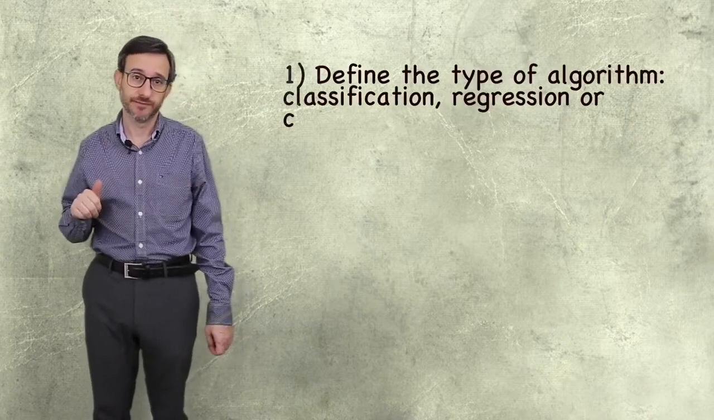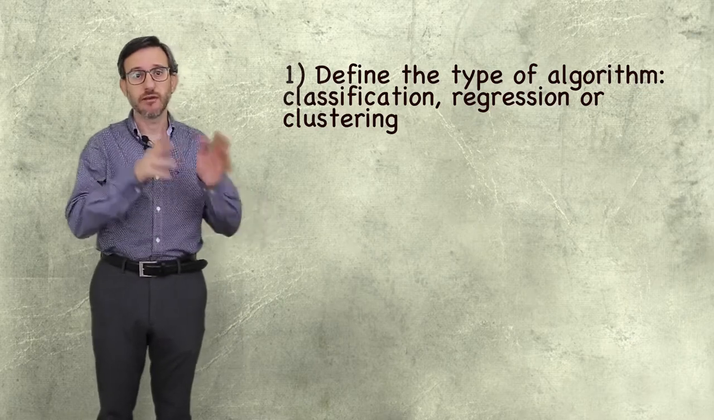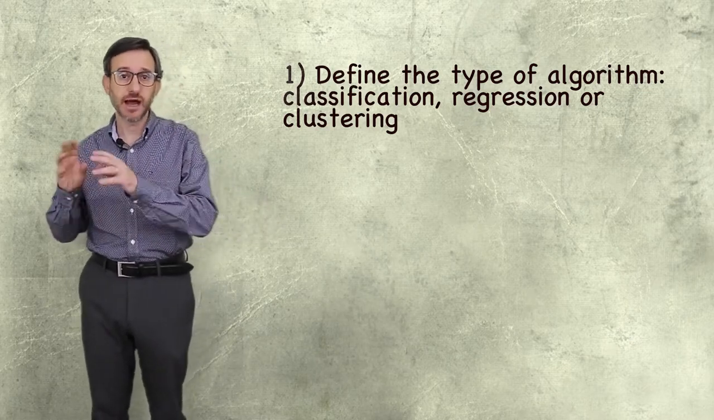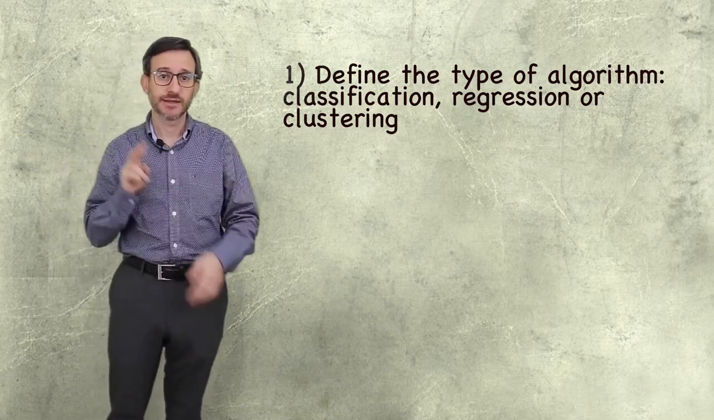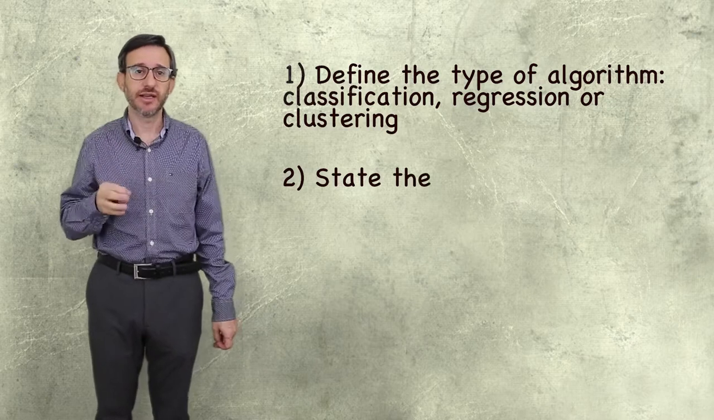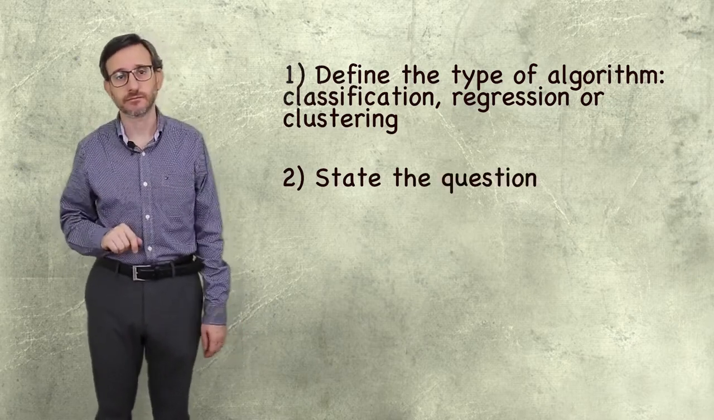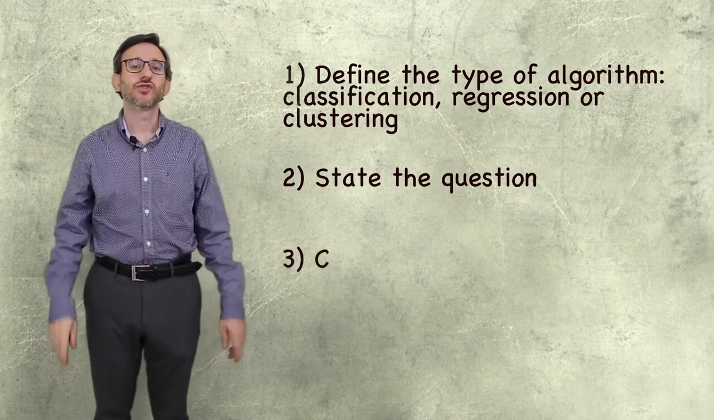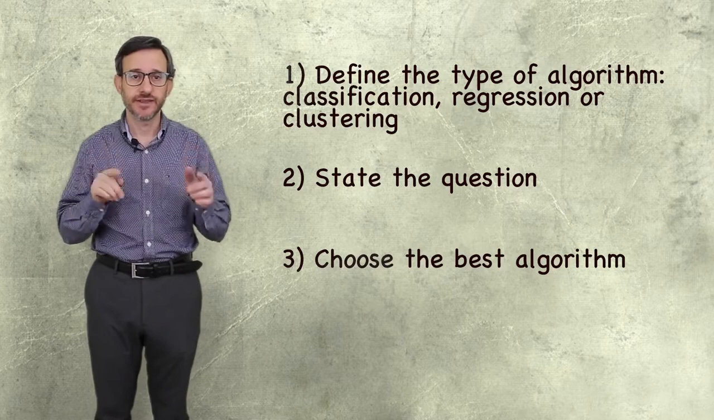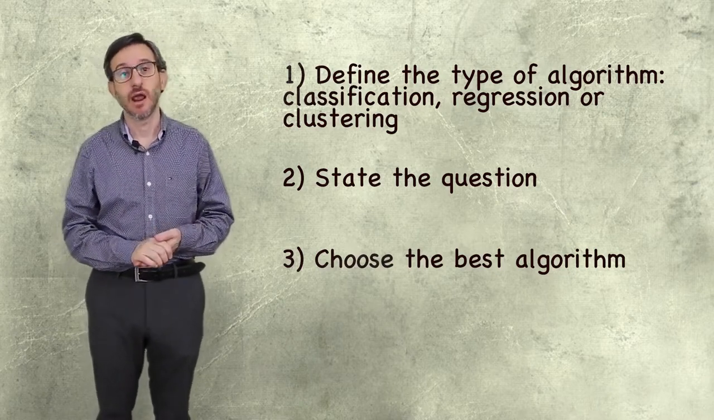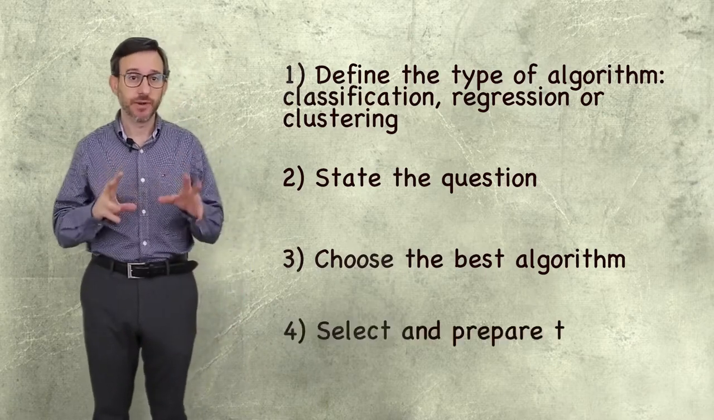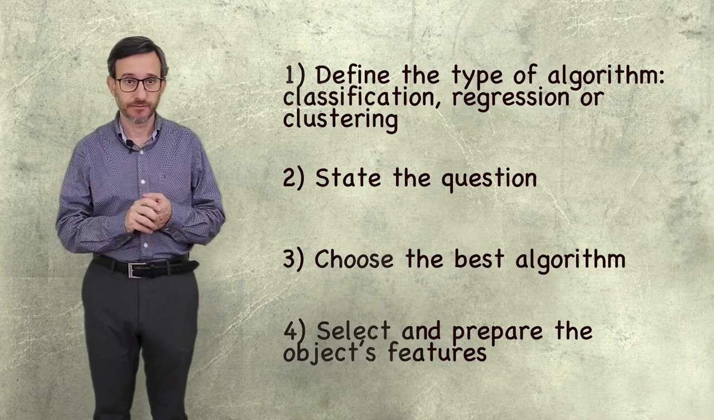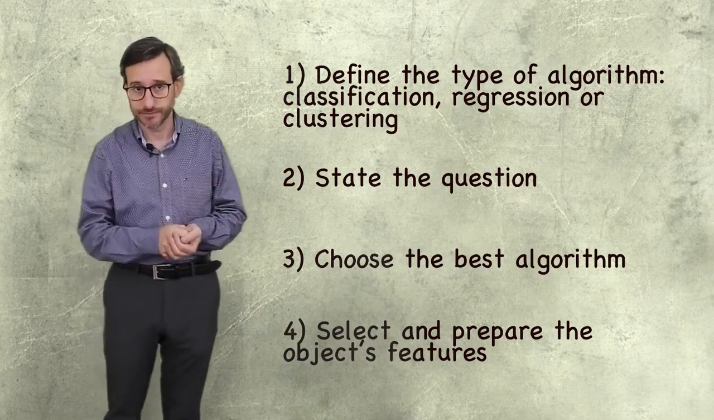So, to summarize, once we have an idea of what we need to know, we should first decide the type of output desired: if to label the object, find the magnitude for it, or find other similar objects. Second, state very clearly the question we want to ask. Third, choose the best algorithm that can answer this type of question. And fourth, select and prepare the features that will define the object, and that are relevant, of course, to the question.